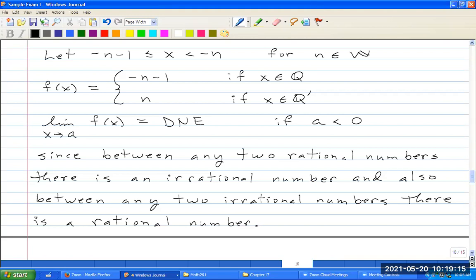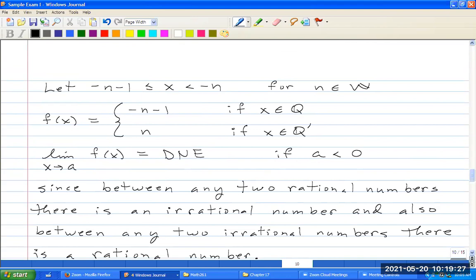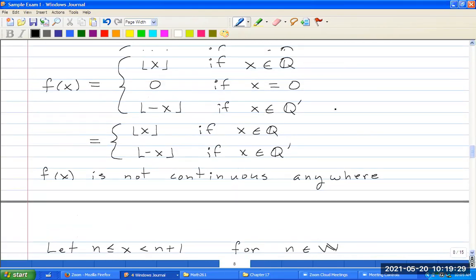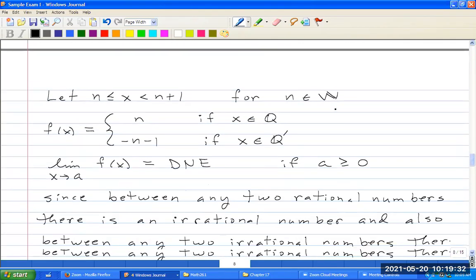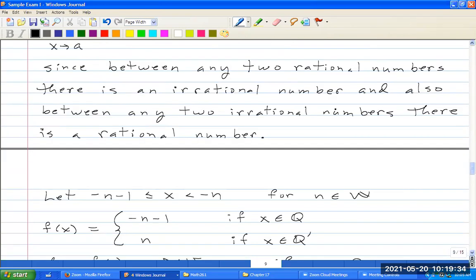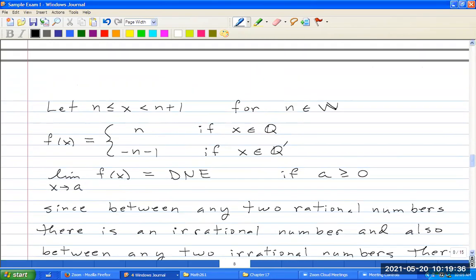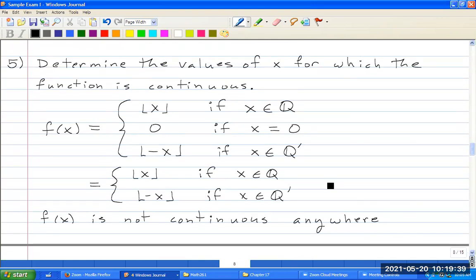Therefore, since it doesn't exist whether a is positive or negative, and it also doesn't exist for 0, I've shown that the limit doesn't exist anywhere. Since the limit doesn't exist anywhere, it's not continuous. So because of that, my function is not continuous anywhere.